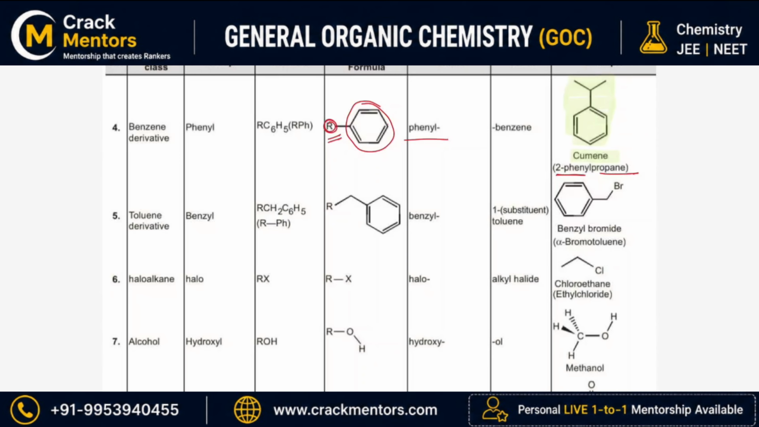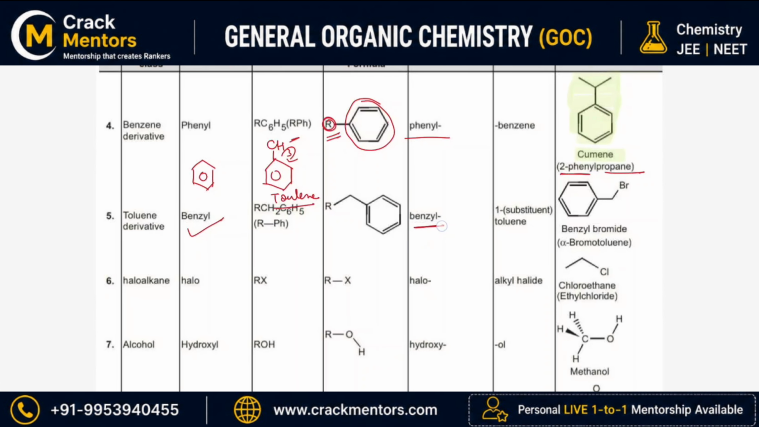Then comes the toluene derivative. Actually, what is the difference between benzene and toluene? It is benzene, okay, and it is toluene, right? It is toluene. So if something gets attached here, after removing one hydrogen, something gets attached here. So the group first of all is called benzyl. The prefix here will be benzyl, and the suffix will be one substituent toluene, okay.